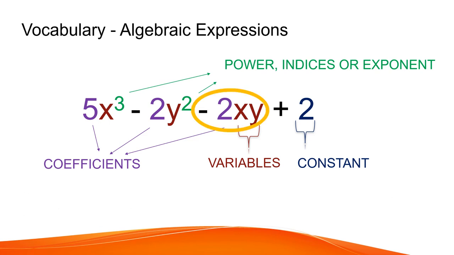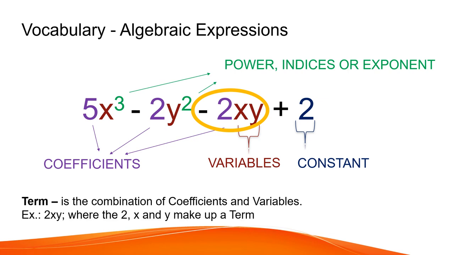So, other than that, you have what we call terms. Now, this has been an issue with most learners and most students that I've taught before. A term is a combination of coefficients and variables. For example, 2xy, where the x and the y make up a term. But let me explain how terms are separated, because another person can say x is a term and the y is a term. No, be careful.